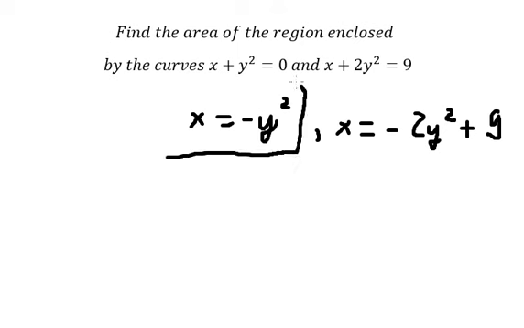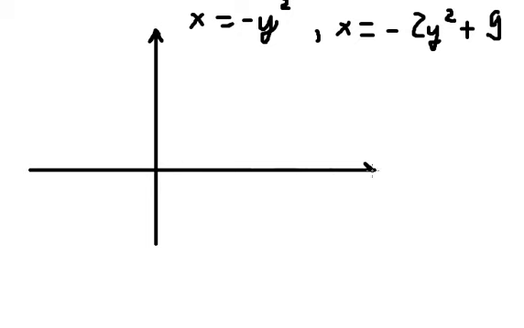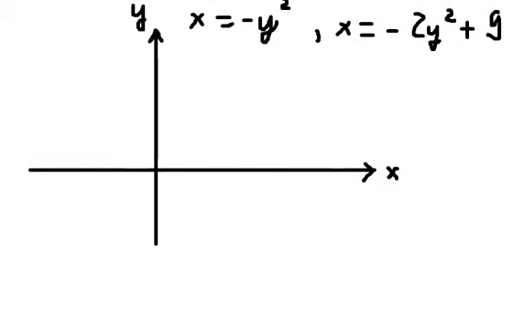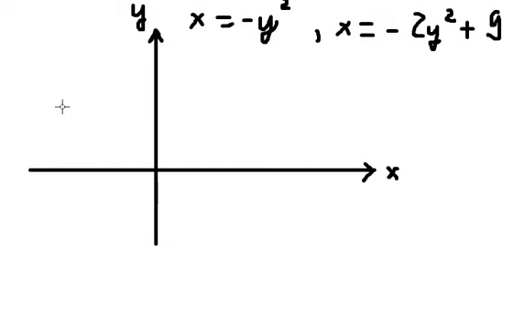Now we need to graph this one and this one. The graph of x equals negative y squared should be like this. The graph of x equals negative 2y squared plus 9 should be like this.